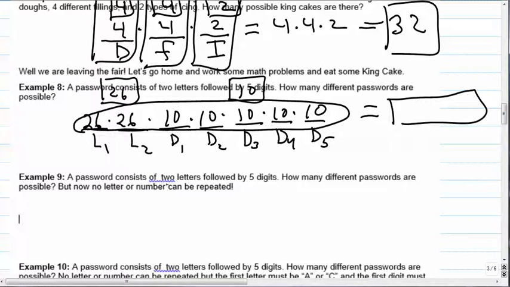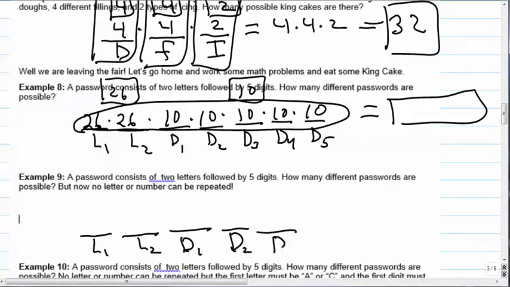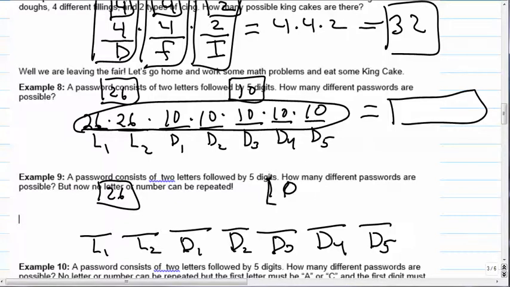This password consists of 2 letters followed by 5 digits. So, I need a letter, I need a letter, I need a digit 1, a digit 2, a digit 3, a digit 4, and a digit 5. Where are they coming from? 26 letters, 10 digits, right? Messed up there, 10 digits, right?